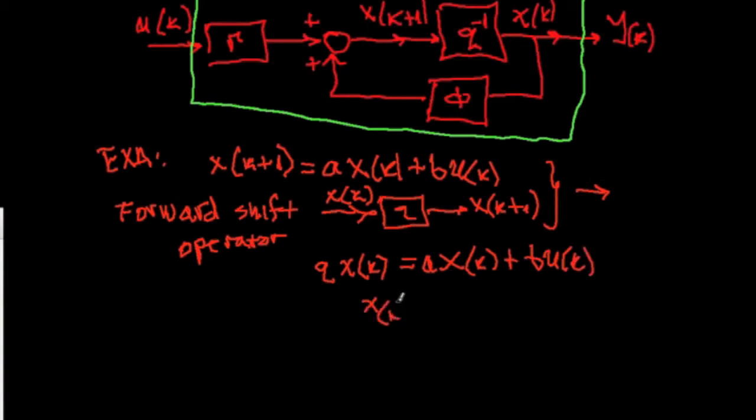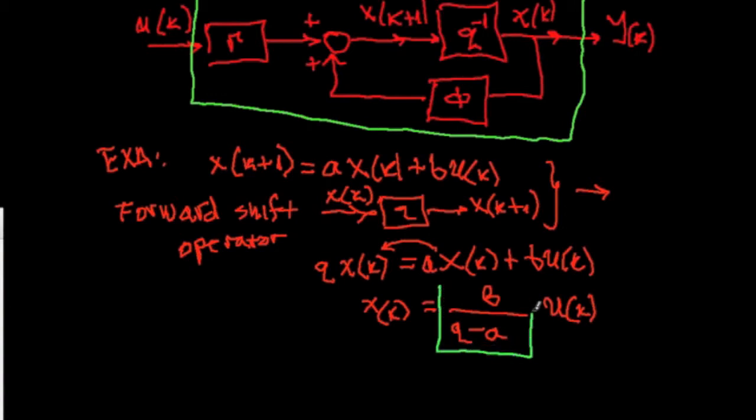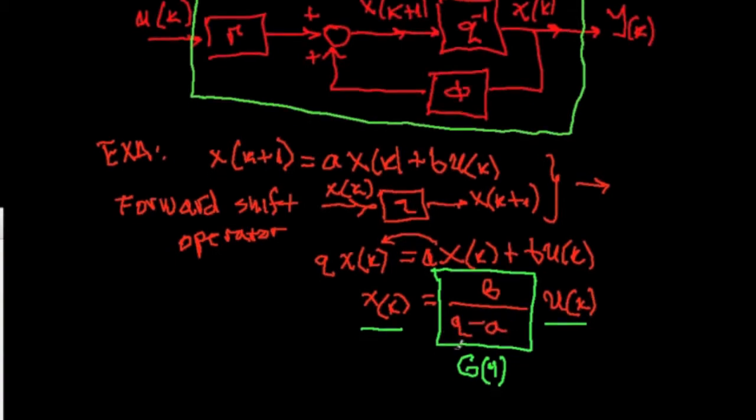After shifting this term to the other side and then dividing, we obtain that q minus a times x of k equals b u of k, again expression that provides now expression for the transfer function that relates input and output in this case. So in this case we have some transfer function g that is function of this forward shift operator and these essential constants a and b.